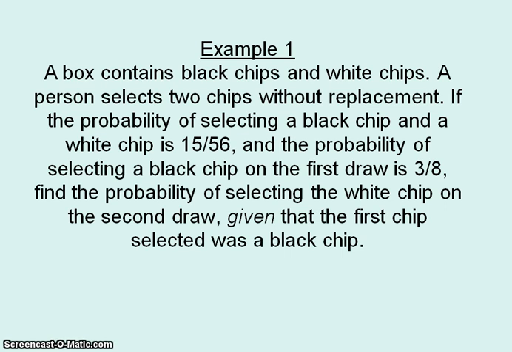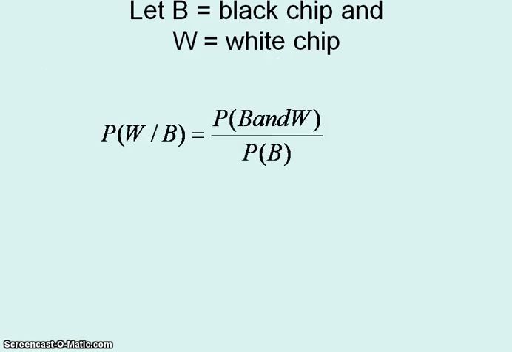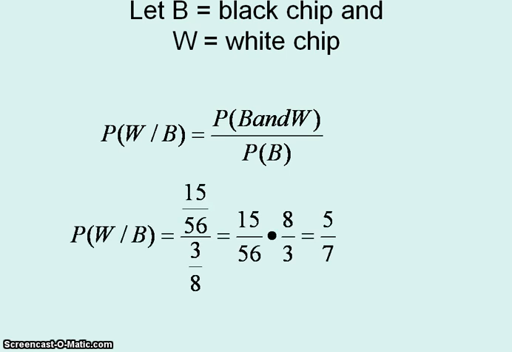Well, in this case, we're not replacing the chips. So the probability of pulling out a white chip on the second draw is affected by whether or not a black or white chip was selected on the first draw. So now we're not looking for the and, we have the and. We're looking for the actual condition. What's the probability that I will pull out a white chip knowing that a black chip was pulled in the first pull? There's my setup.